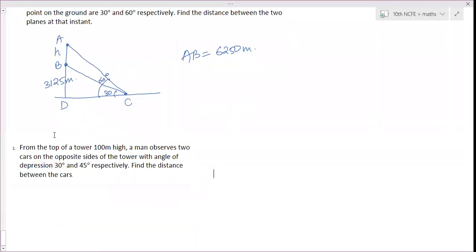Here, what is given: from the top of a tower 100 meter high, a man observes two cars on the opposite sides of the tower. And you people have taken them on the same side of the tower. So read the question very carefully.